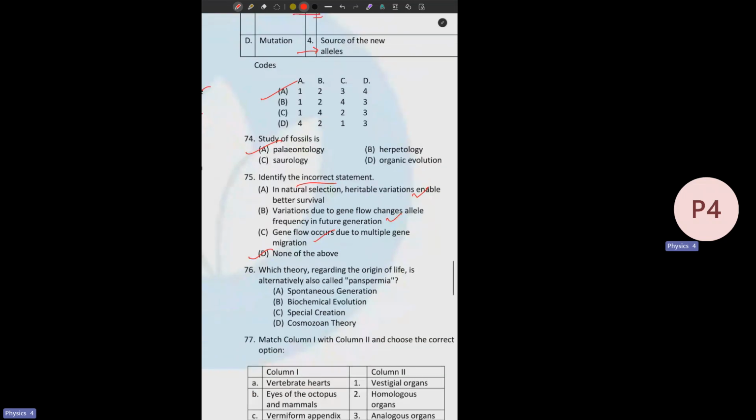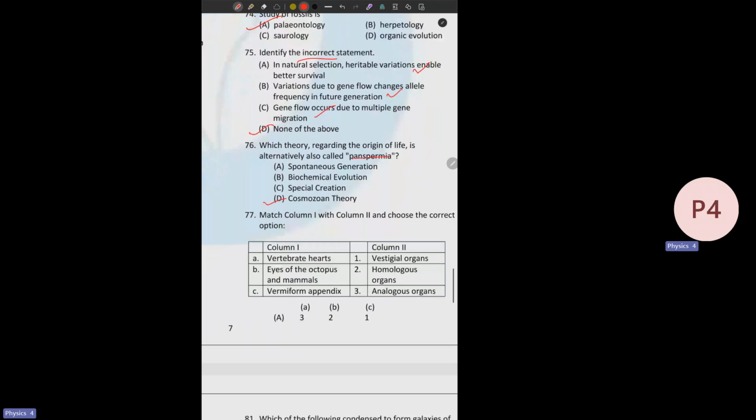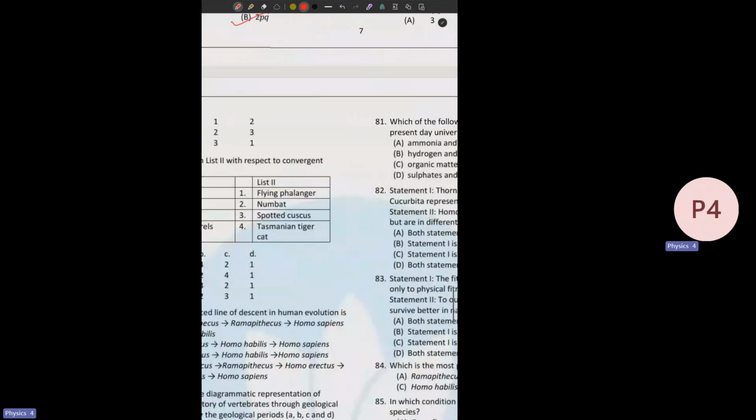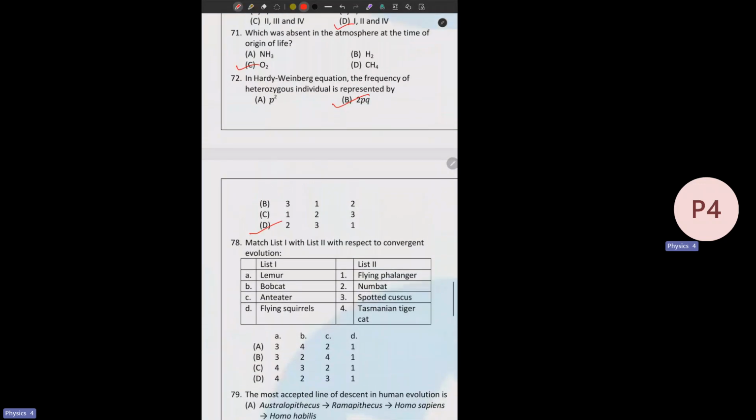Which theory regarding the origin of life is alternatively also called panspermia? And the direct answer is cosmozoic theory. Match the following. Vertebrate hearts will go with homologous organs. Eyes of the octopus and mammals will go with analogous, and vermiform appendix with the vestigial organs. So here the correct option is D. Match the following.